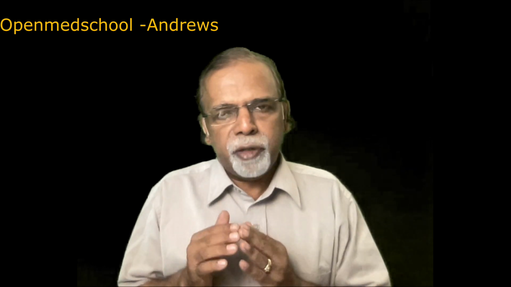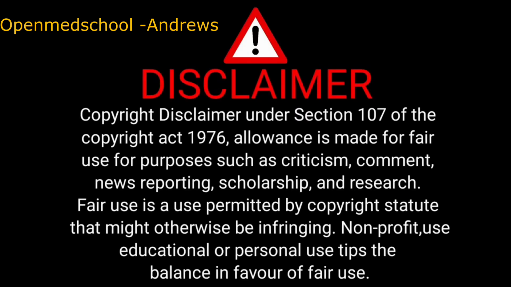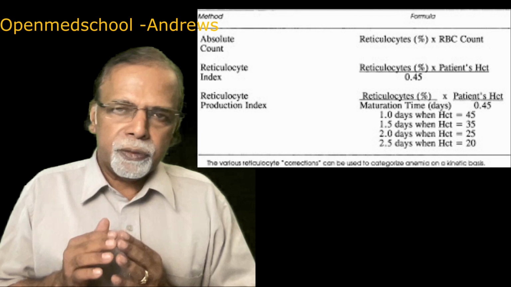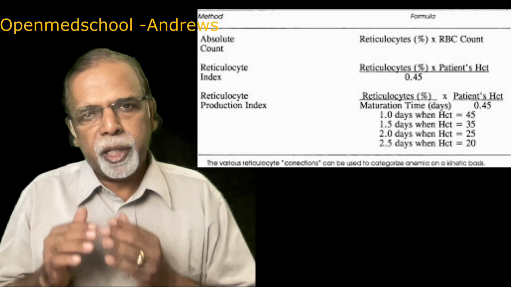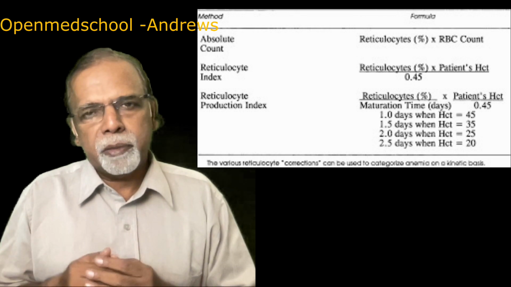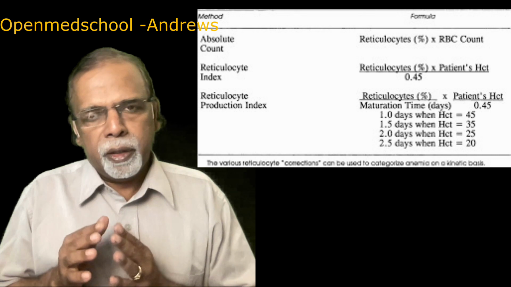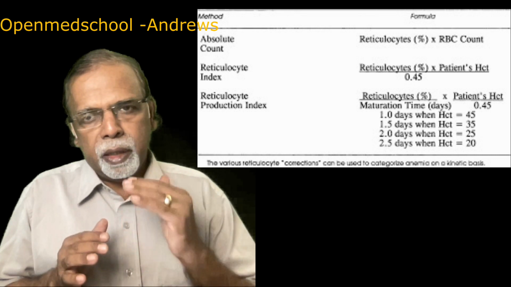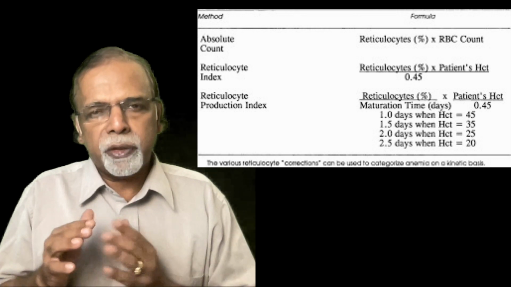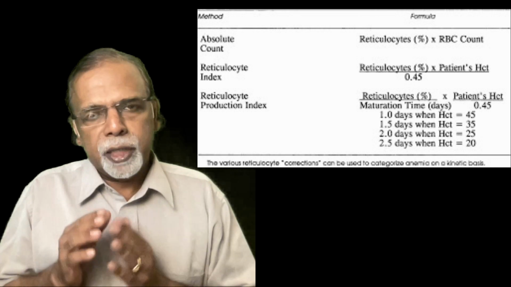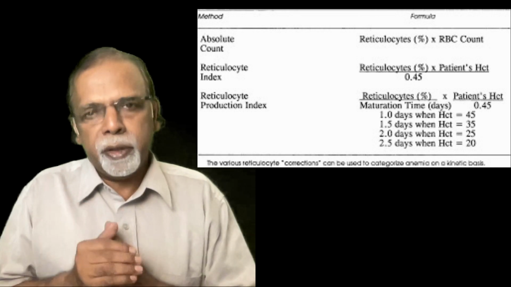You have to divide the corrected reticulocyte count, that is 1, by the maturation factor. Maturation factor for a hematocrit of 25 to 35 is 1.5. So 1 by 1.5, of course, becomes less than 1. And when the RPI is less than 2, we can definitely say that the bone marrow is not responding properly. So this is an example of hypoproliferative anemia.